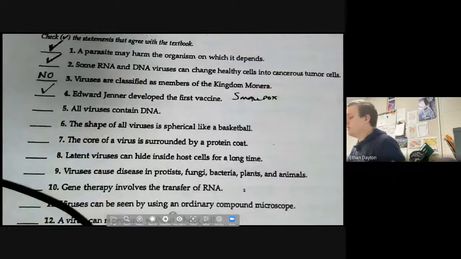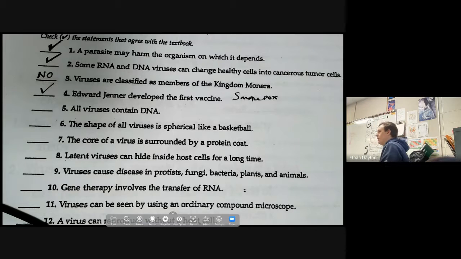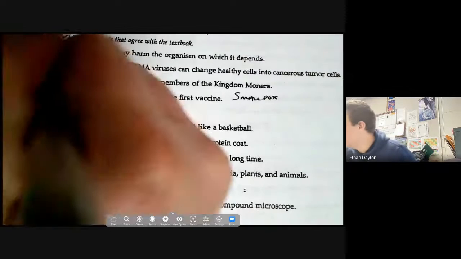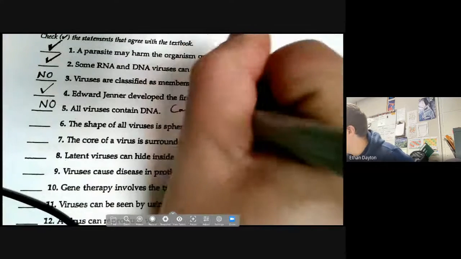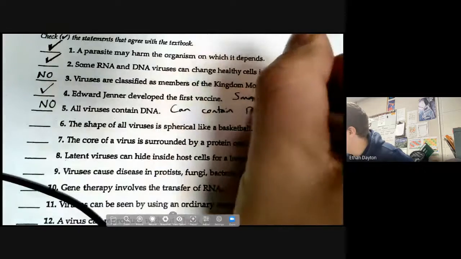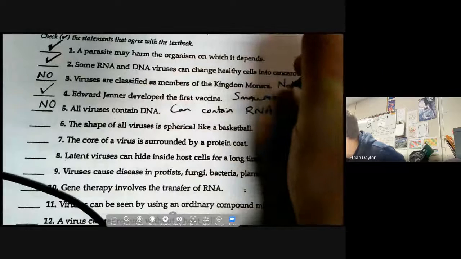Now, all viruses contain DNA. What do you think about that? Obviously it's false, since he shook his head. What did we read about in the textbook? If they don't contain DNA, they have to contain something. RNA, right? They don't all have to contain DNA. So that would be no, right? All viruses contain DNA? No. They can contain RNA.